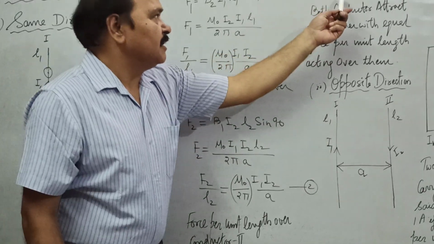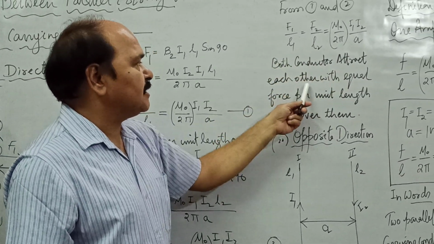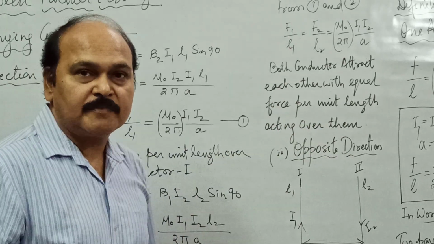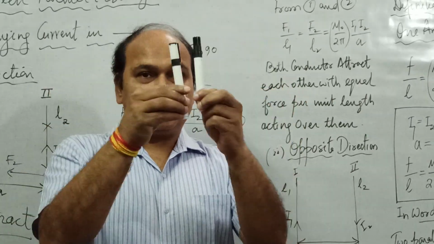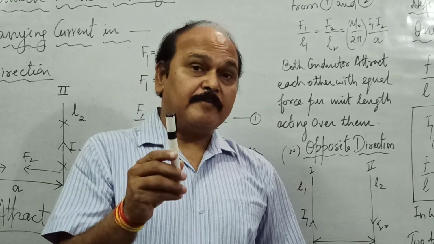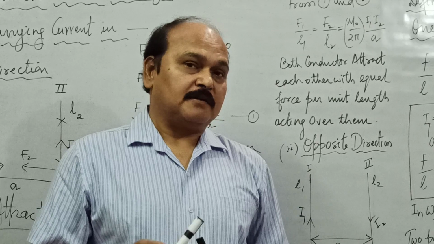What does this mean? This simply means both conductors attract each other with equal force per unit length acting over them. So two conductors, when they carry current in the same direction, attract each other, and the force of attraction per unit length over them is equal in magnitude and of course opposite in direction.